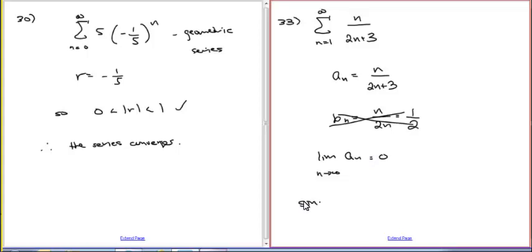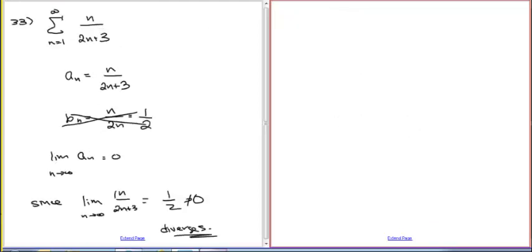And so since the limit as n goes to infinity of 2n over 2n plus 3 is going to be equal to a half, because I have the same order term here, you take the leading coefficients, and since that does not equal 0, it diverges. So that's the one test that tells you whether it diverges or not. So if it diverges, it's obviously not going to converge.